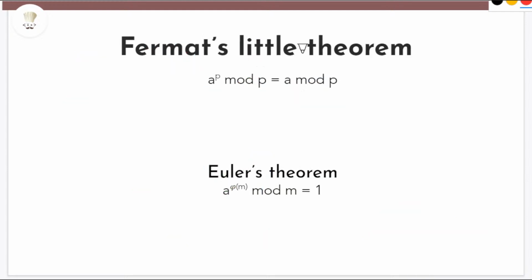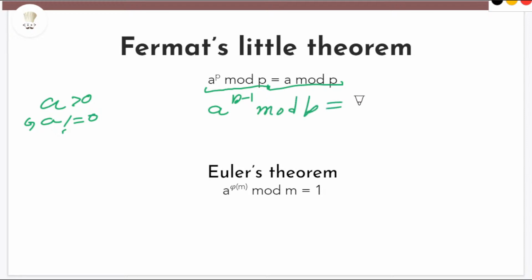So Fermat's little theorem is a very powerful tool used in modular arithmetic. What it says is a to the power p mod p is just equal to a mod p, right? If we put the condition that a is not equal to 0, then we can say that a to the power p minus 1 mod p is equal to 1. This is the better version. a to the power p minus 1 mod p is equal to 1.